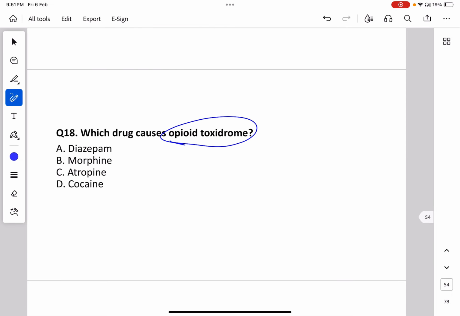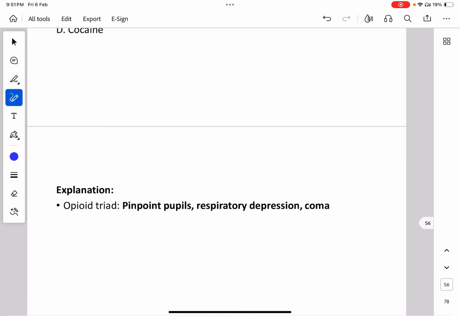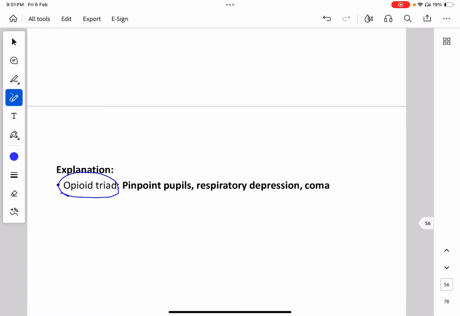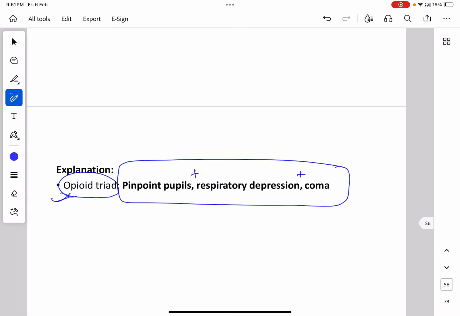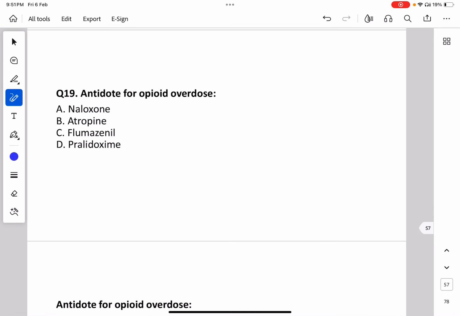Which drug causes opioid toxidrome? That is the signs and symptoms of opioid toxicity: diazepam, morphine, atropine, or cocaine. So morphine is the drug which causes opioid toxidrome. And what is opioid toxidrome? It is the triad of opioid ingestion: pinpoint pupil, plus respiratory depression, plus coma. So if a patient presents with these 3 points, pinpoint pupil, respiratory depression, and coma, then you should suspect opioid poisoning. And which drug leads to such symptomatology? Morphine.